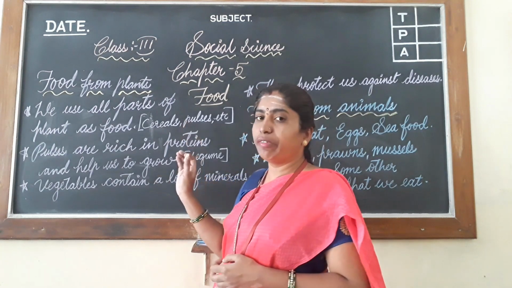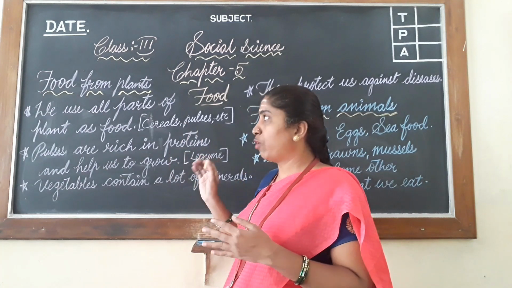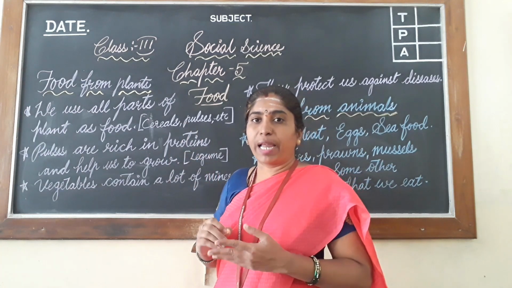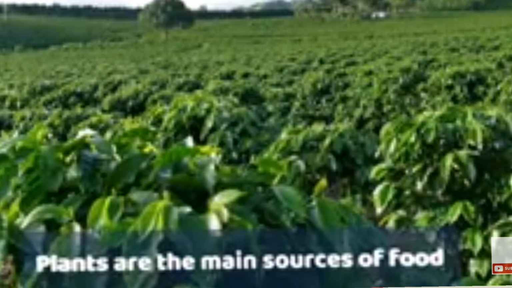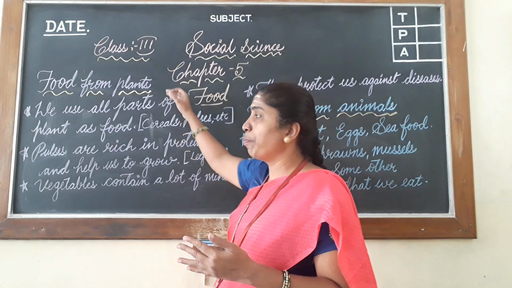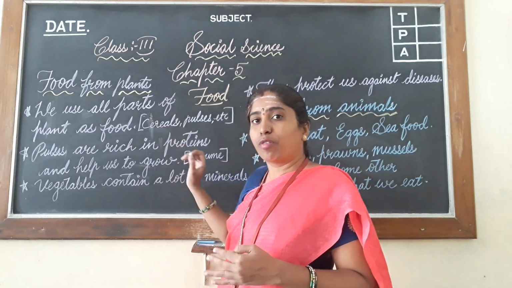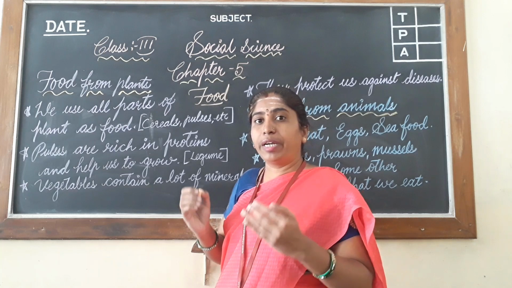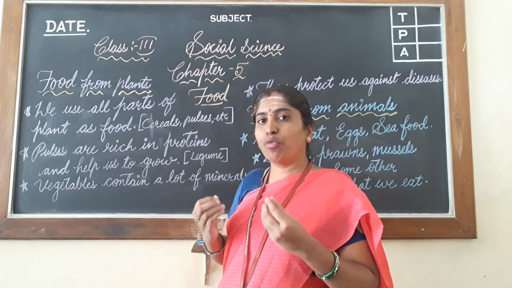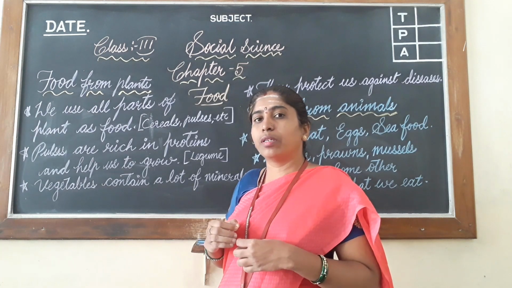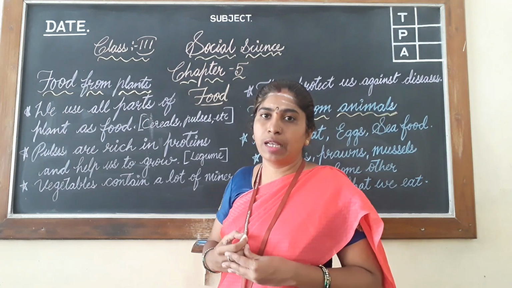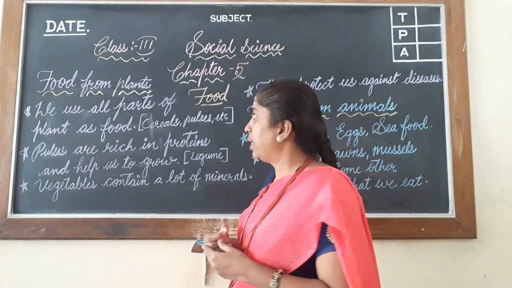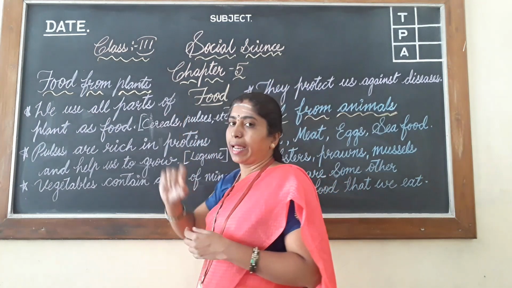All of you know that farmers grow plants and they grow cereals, pulses, vegetables. These are all things we get from plants. And from animals also you get food. But how does it reach us, how do we bring it to our home? So that you are going to learn in this chapter, children. Okay? Let's start. Food from plants.